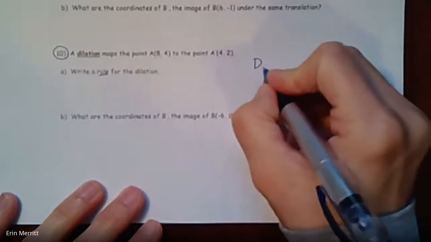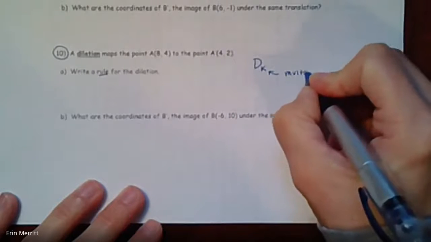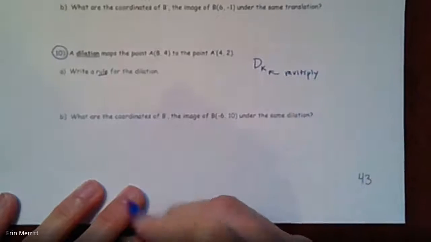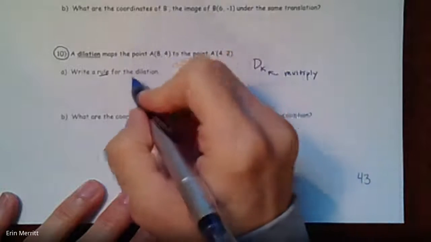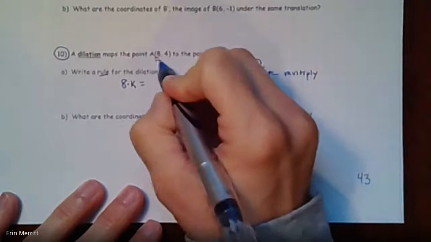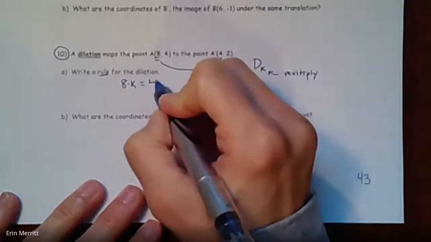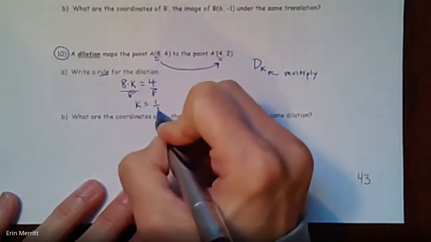dilation, we know, means you're multiplying. So you have to figure out that value. That's your scale factor. What are we multiplying by? So you can set up a little equation. I can say 8 times what k value gave me 4 over here, and then solve. So k comes out to be a half.